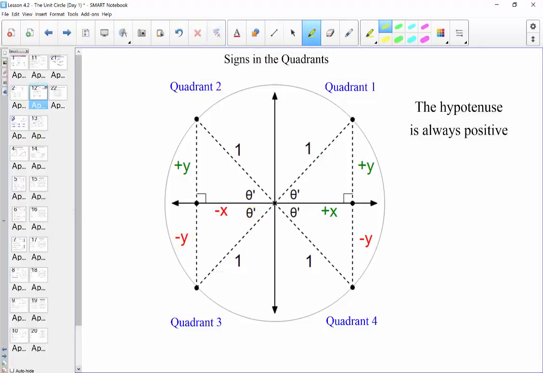And finally in quadrant 4, if we look at a quadrant 4 angle, tangent of theta in quadrant 4, it would be opposite over adjacent, negative y over a positive x, and a negative number divided by a positive number is a negative number. So the tangent is negative in quadrant 4. So to summarize, the tangent is positive in quadrants 1 and 3 and negative in quadrants 2 and 4. You can carry on a similar analysis for all 6 trig functions.